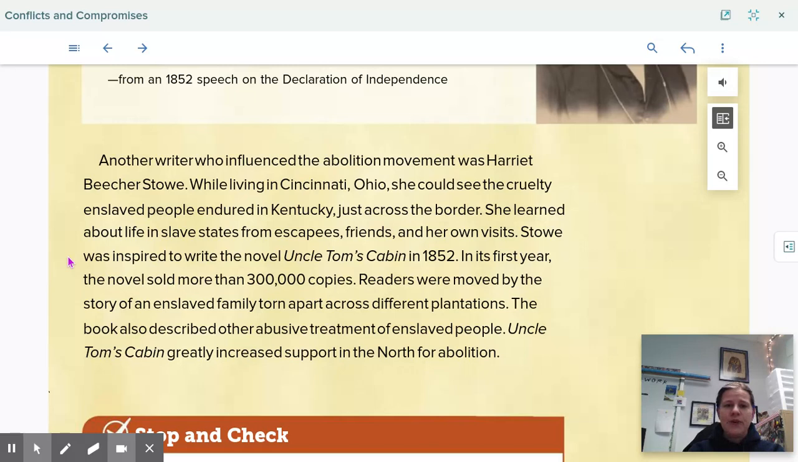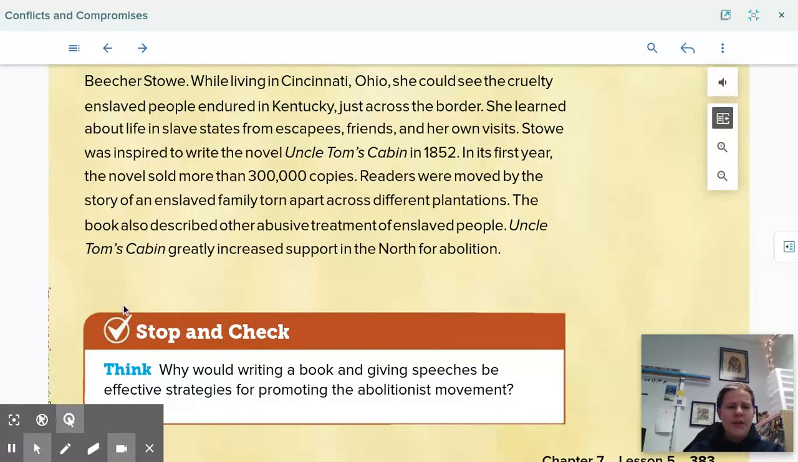In its first year, the novel sold more than 300,000 copies. Readers were moved by the story of an enslaved family torn apart across different plantations. The book also described other abusive treatment of enslaved people. Uncle Tom's Cabin greatly increased support in the North for abolition.